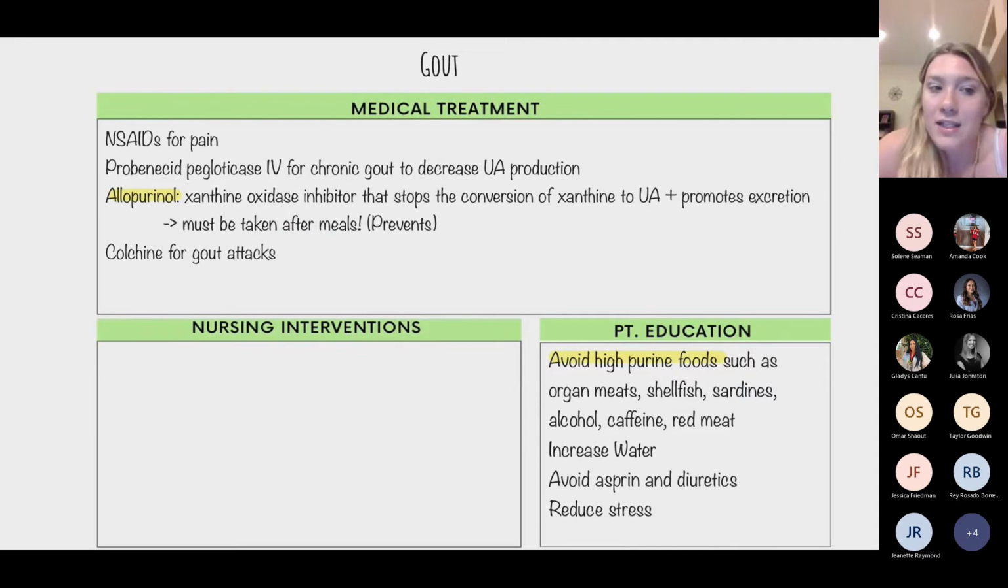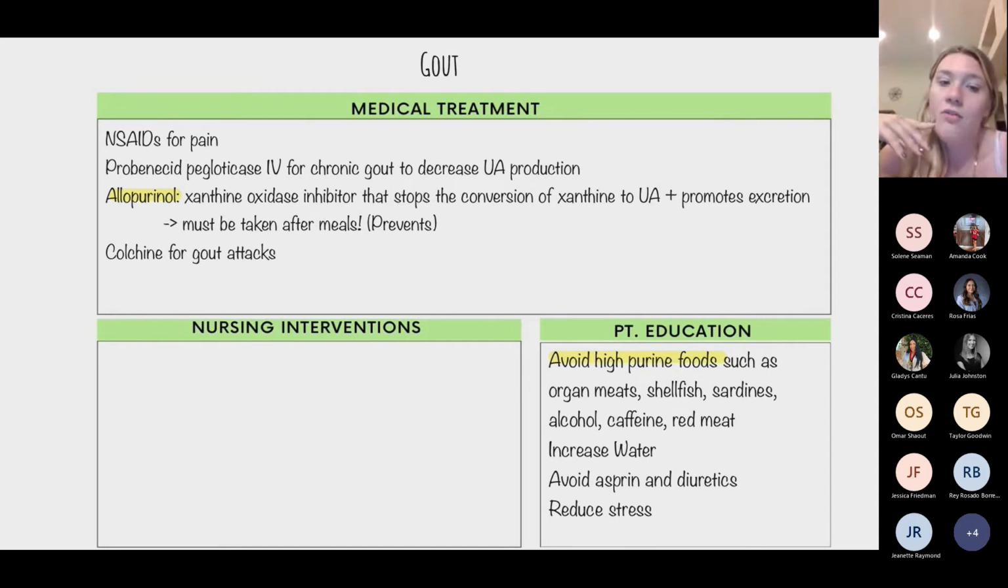For gout, some things we can do: for pain, NSAIDs are okay. Specifically, allopurinol is prescribed for these patients. This helps us basically stop production of uric acid, and it helps us get rid of it. It must be taken after meals though, so just keep that in mind.